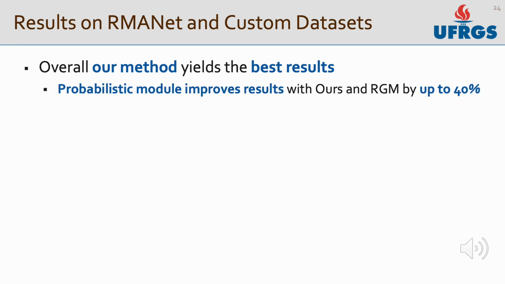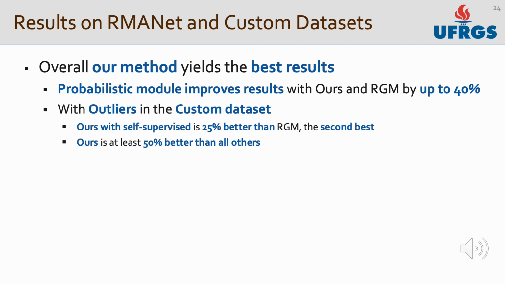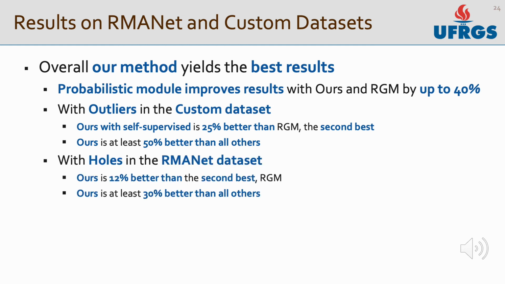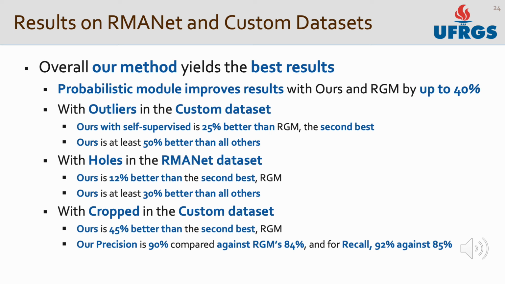On clean, our probabilistic refinement improves the results by up to 40%, with all the remaining scenarios using it. With outliers, ours can be 25% better than any other compared work. With holes, ours can be 12% superior to the second best and 30% better than the remaining. In cropped, ours surpassed the second by 45% with superior precision and recall. The exception is on clean, where Neuromorph was the best.